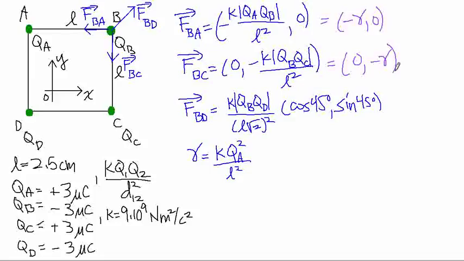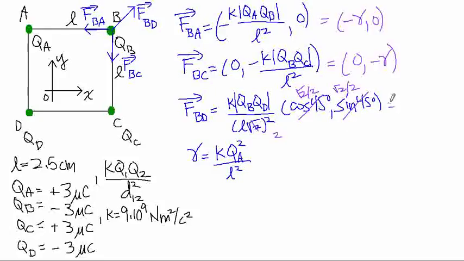And then let's simplify F sub BD. So would you agree that the cosine of 45 degrees is root 2 over 2? And same for the sine of 45 degrees? Would you also agree that if I square the root 2, I get a 2?